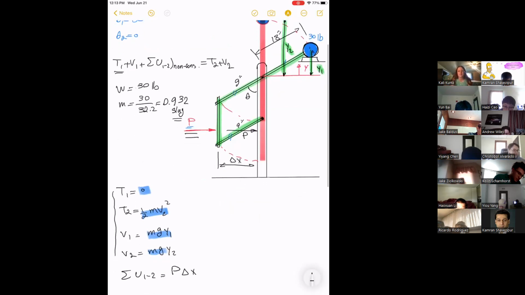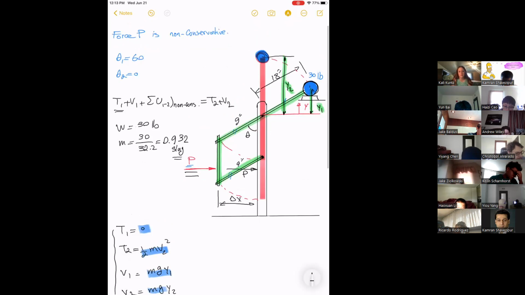So if I calculate y1, remember, if this angle is theta, this angle is also theta, which is 60. How much is this angle? Alpha is going to be 30 at the beginning, right? So y1 is going to be 18 times sine 30, which is going to be 9 inches. Y2 is going to be the whole length here. It's going to be 18 inches.